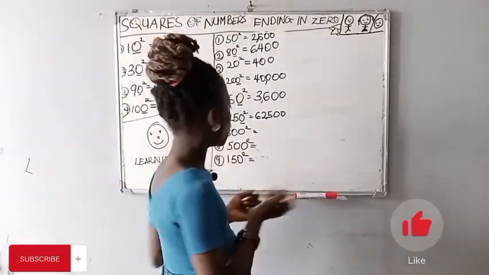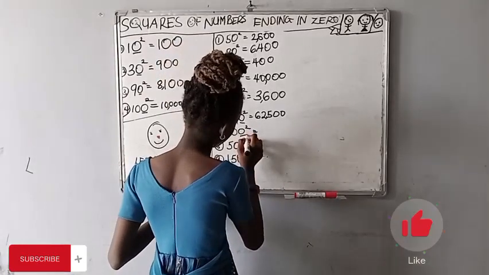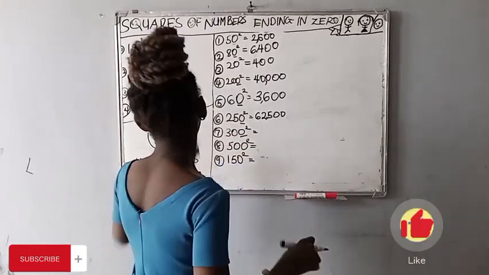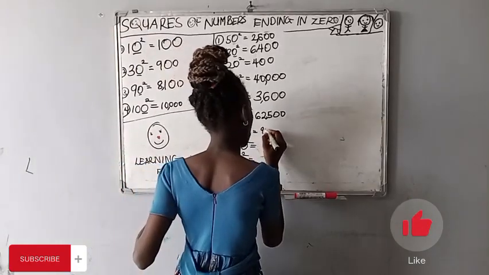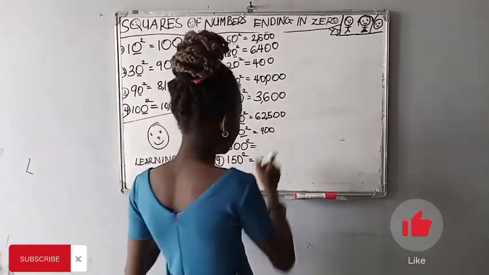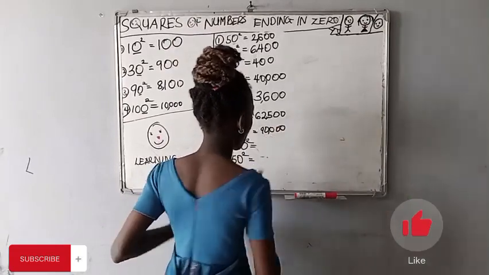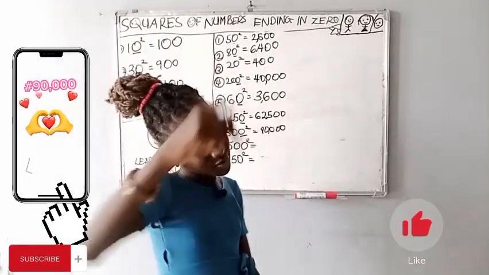Let's solve the next one. Mark out the zero. Then 30 squared, we already did an example here. 30 squared is 900. Then the zero produces 2 zeros. Woohoo! I got 90,000.